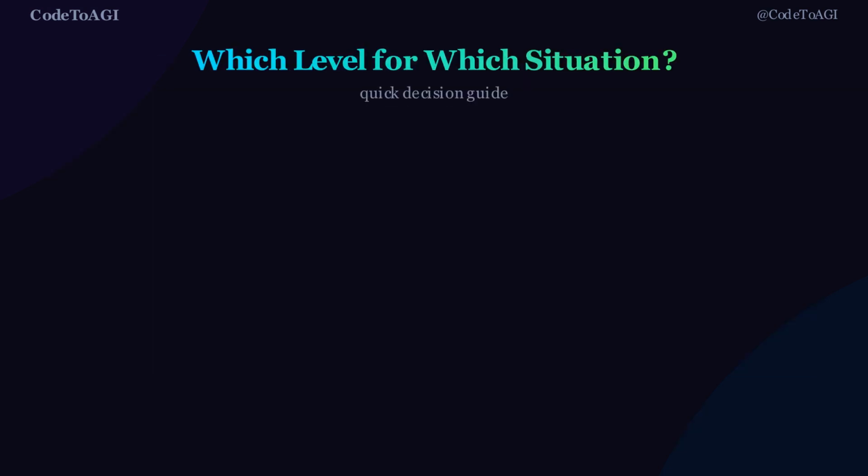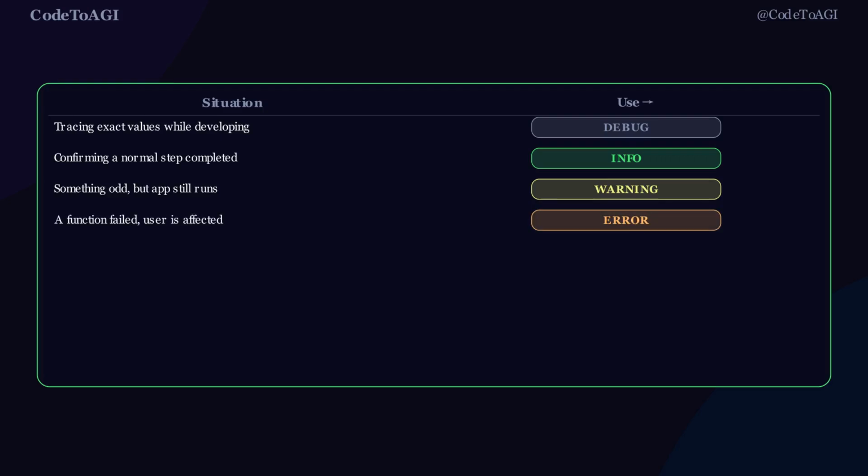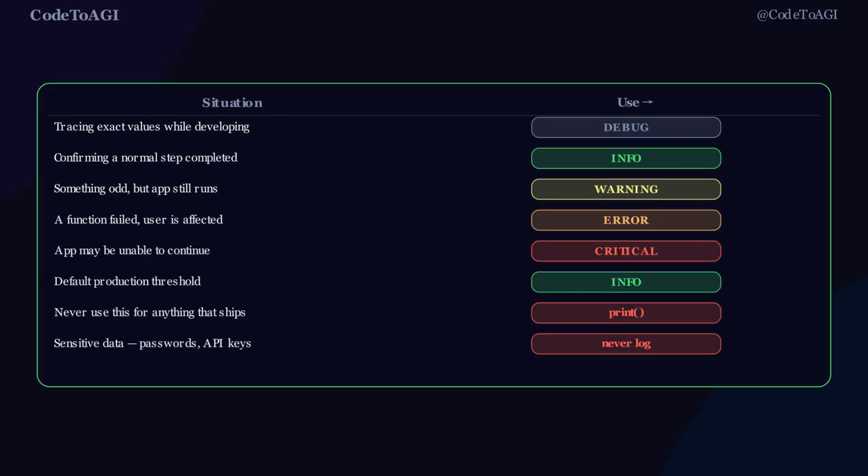Which level fits which situation? Tracing exact variable values while developing: debug. Confirming a normal step completed successfully: info. Something odd happened, but it's recoverable: warning. A function failed and a user is affected: error. The whole application might crash next: critical. Never reach for print in anything that ships. Default production threshold: info, almost every time.